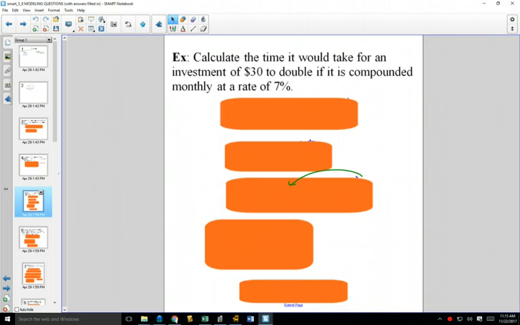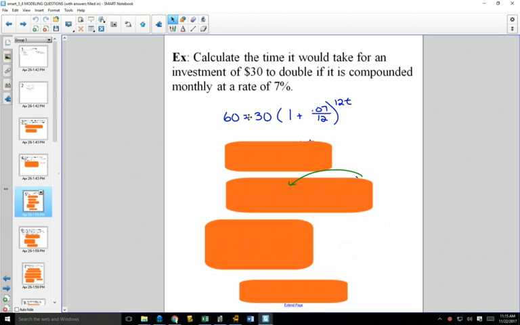Now on this third one, calculate the time. This is the first time when we plug in everything that we know that what we're trying to solve for is an exponent. So it's compounded monthly, so n is 12. The rate is 7%, so I write that as a decimal, 0.07. And now I'm solving for t in an exponent.